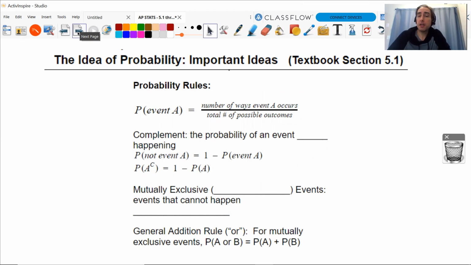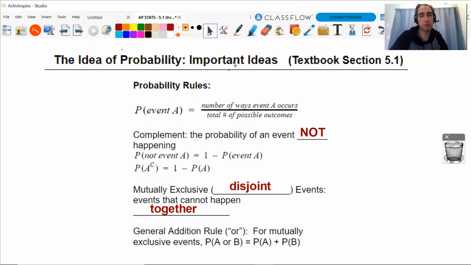We might be talking about complements, which is basically the not. The probability of something not happening. And we use this little notation here. You can see that little C there. That's the not, and we just subtract it from 1. You see mutually exclusive events, might be called disjoint, and those are things that cannot happen together simultaneously.